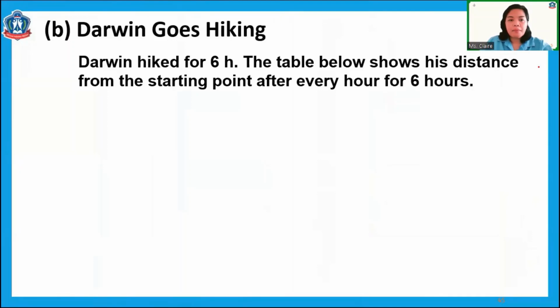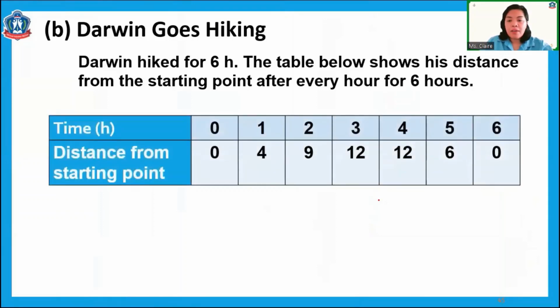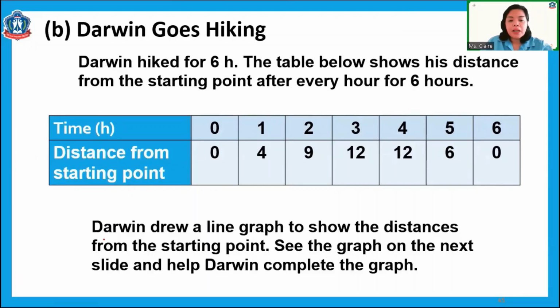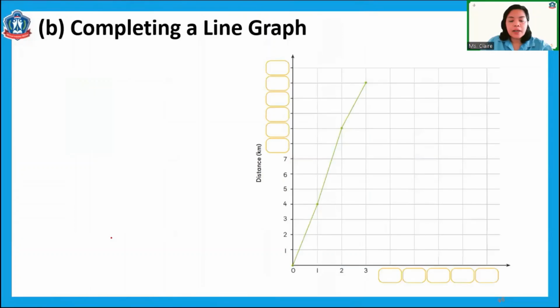Darwin goes hiking. Darwin hiked for 6 hours. The table below shows his distance from the starting point after every hour for 6 hours. So the starting point, and after 6 hours. Now, this is the table and let's put this in a line graph. So she makes a line graph for the distances. So take a look here.